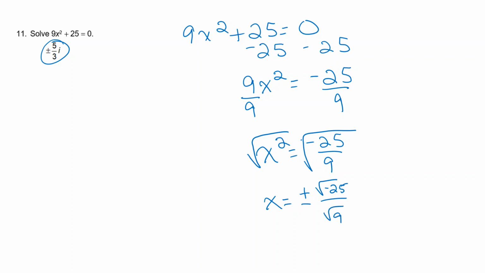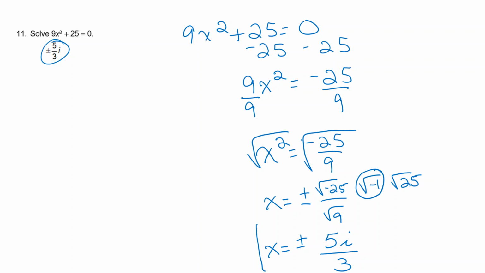Now I know that the square root of 9 equals 3. So we're going to say x equals plus or minus. I'm going to go ahead and do the bottom one easy. Okay, now the top one, the square root of negative 25, is the same as the square root of negative 1 times the square root of 25. All right, and we know the square root of negative 1 is i, and the square root of 25 is 5. So in the end, our answer is going to be 5i over 3.